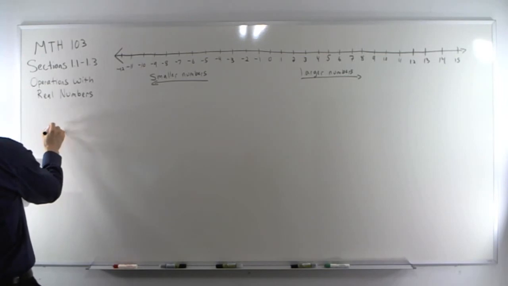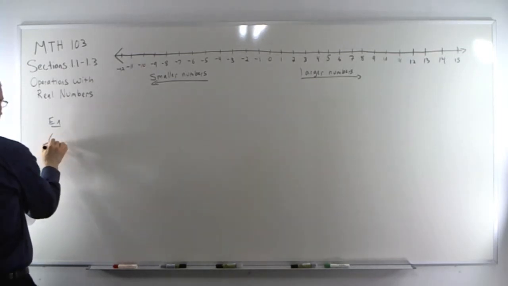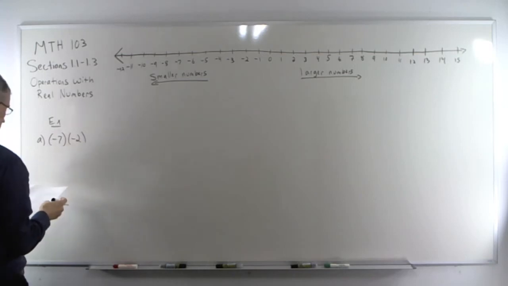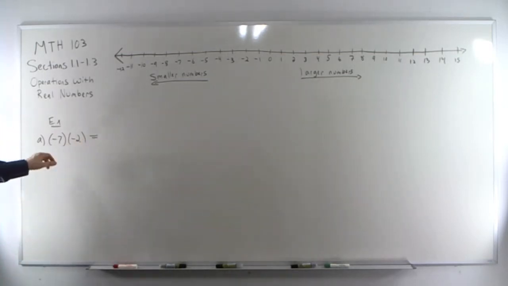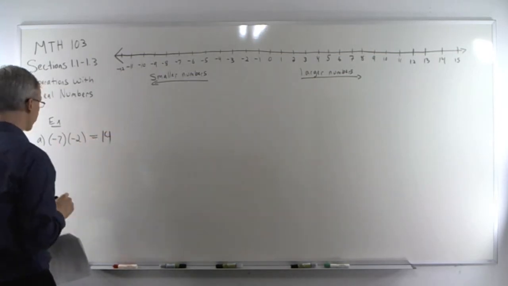So we're going to evaluate the following. Evaluate just means to find the value of. And the first one, we've got -7 times -2. So we've got two numbers with the same sign. That means the result will be positive. Those negatives are going to cancel each other out, and that is positive 14.